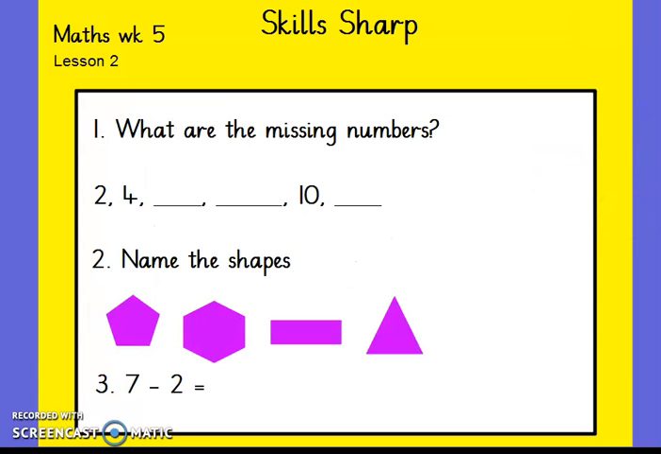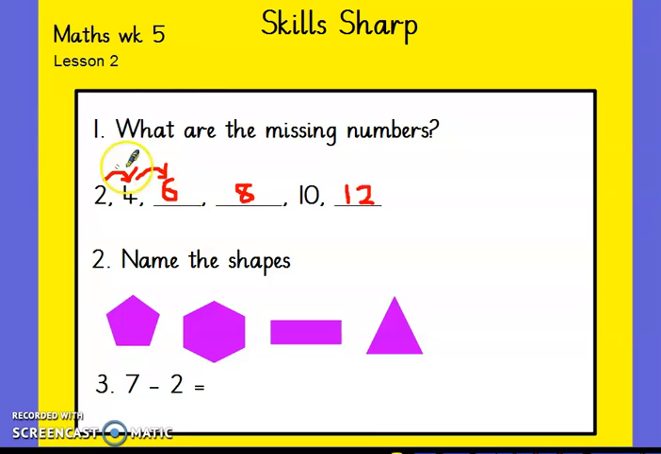Okay, so our missing numbers: 2, 4, 6, 8, 10, and 12. And our numbers are jumping up by 2 every time, we're counting in twos. So when we jump from 2 to 4, we're adding 2. When we jump from 4 to 6, we're adding 2. And they're all even numbers.